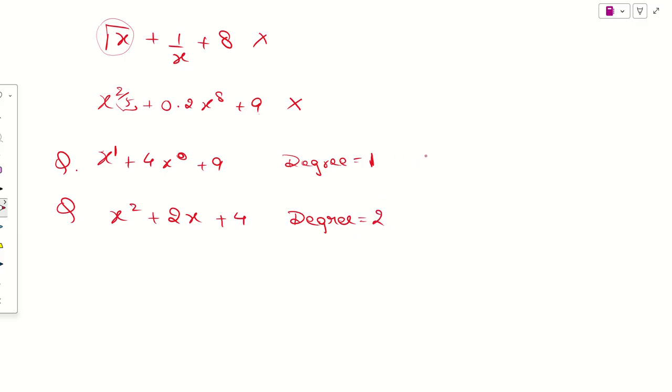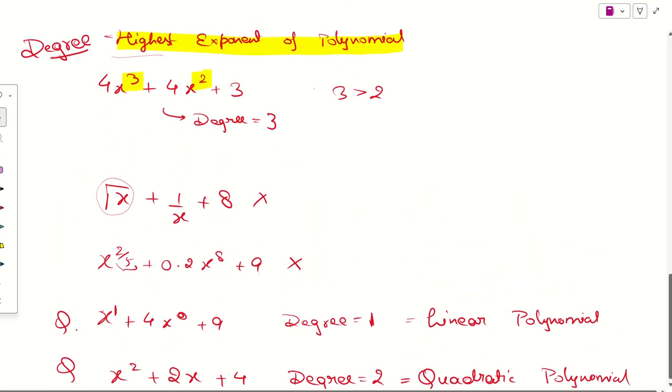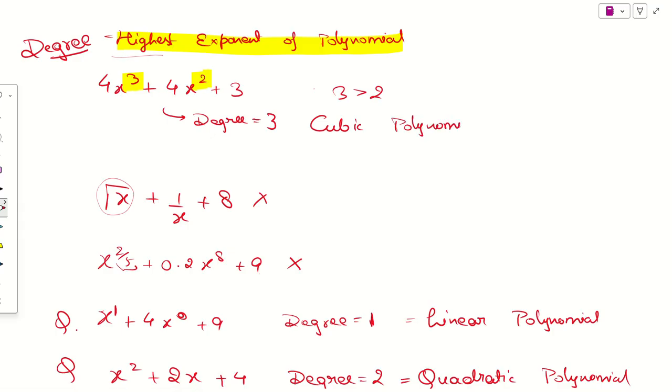So degree 1 polynomials are known as linear polynomials. Degree 2 polynomials are known as quadratic polynomials. And degree 3 polynomials are your cubic polynomials. Right?